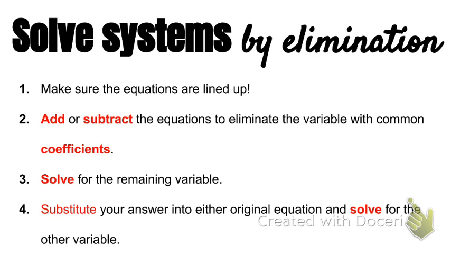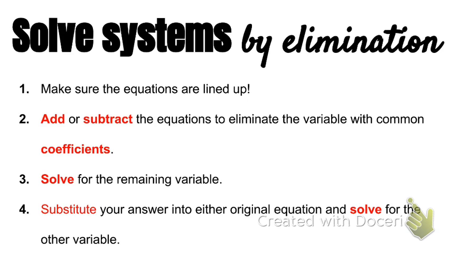These are the steps to solve systems using elimination. The words in red are the ones that you fill in. So the first step is to make sure your equations are lined up. So all the x's are on top of each other, the y's are on top of each other. Then you're going to add or subtract the equations to eliminate that common coefficient, the variable that has the common coefficient. So identify those variables that have the common coefficient. Remember, coefficients are the numbers in front of the variables. And then you're going to eliminate that variable.